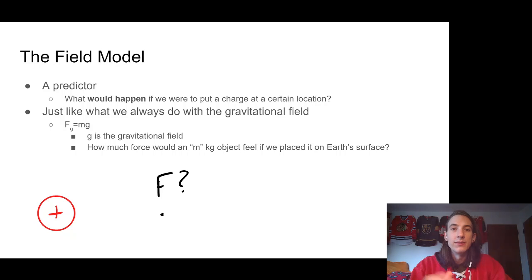So we've done this a bunch with the gravitational field without even knowing it. We did it all the time. We said, okay, this g that we define, this 9.8 meters per second squared that we're so comfortable with, or sometimes newtons per kilogram, which we'll look at in a little bit, this gravitational field is doing just this same idea. This calculation, force of gravity equals mass times the gravitational field, allows us to say how much force an m kilogram object would feel if we placed it on Earth's surface. We said the gravitational field on Earth's surface is 9.8, and then we just plugged in that m and it told us how much force an object would feel if we knew its mass.